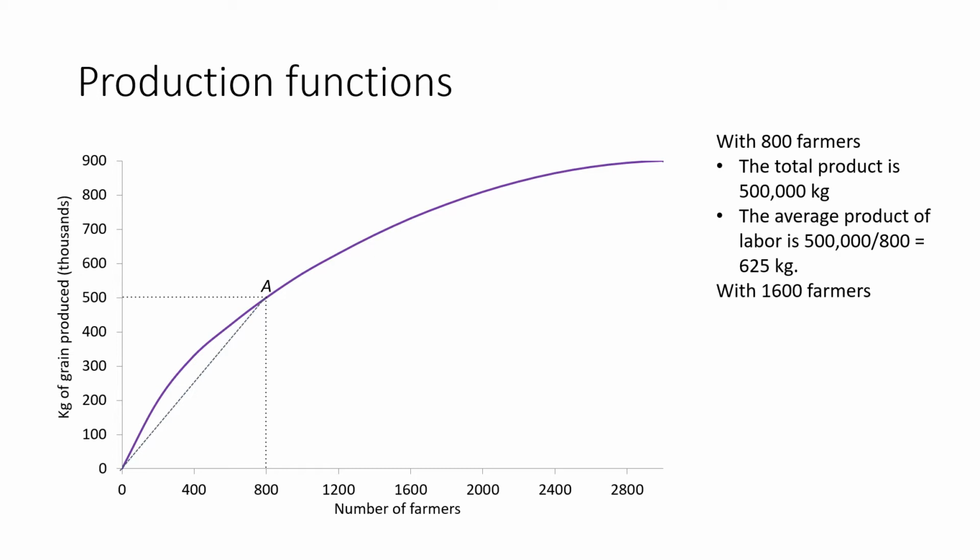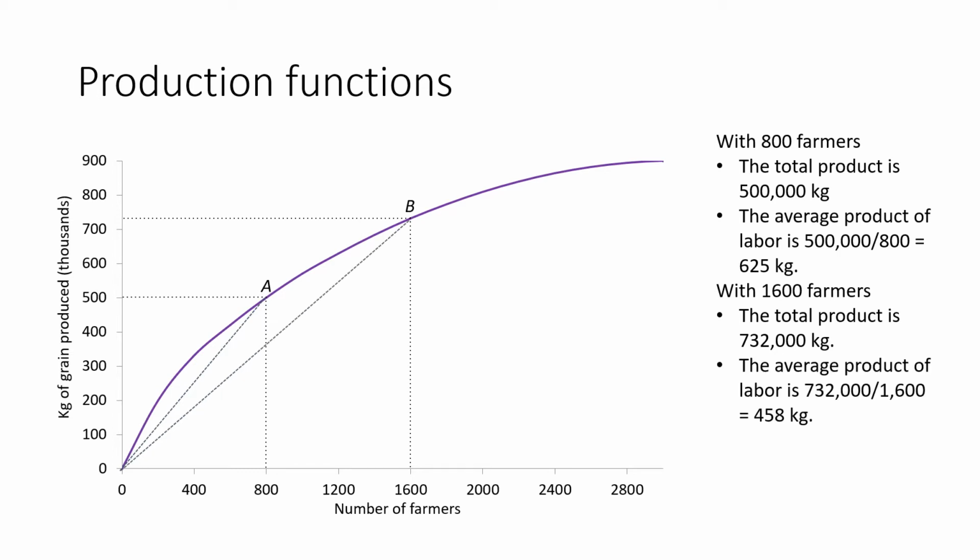Looking at a second example with 1,600 farmers, at point B, we can see that our total product is 732,000 kilograms. Now calculating our average product, we simply take our total product, the 732,000 kilograms produced, and divide that by how many farmers we input into the production function. And we get 458 kilograms of grain.